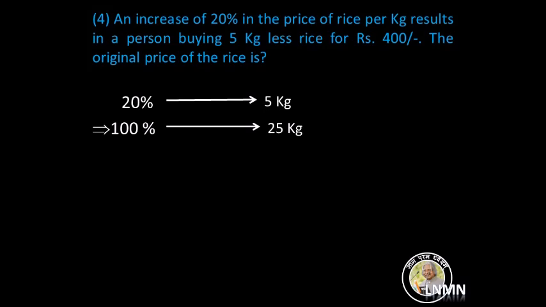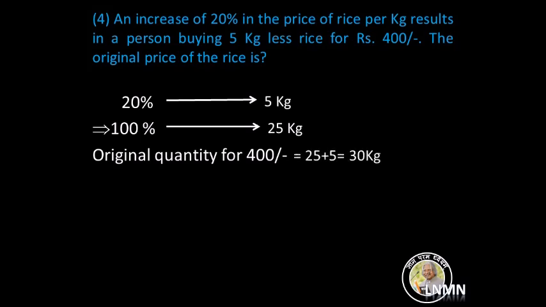So this means that, let's follow the approach first and I will explain this question later. The original quantity for 400 rupees is 25 plus 5 kg. We are getting 5 kg less this month. So automatically the previous month it will be 25 plus 5, because 25 kg is the new value. 30 kg for 400 rupees. So automatically 1 kg is equal to 13.33 rupees in the previous month, where the rice prices have not yet increased.